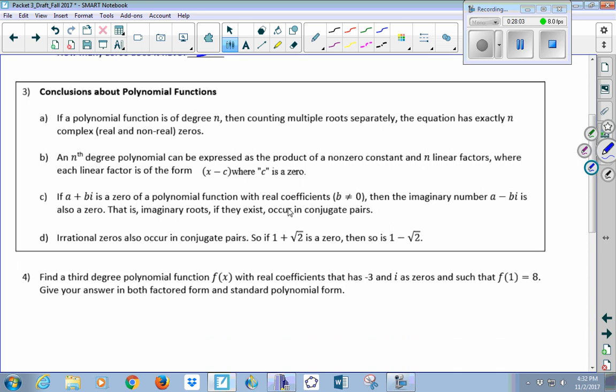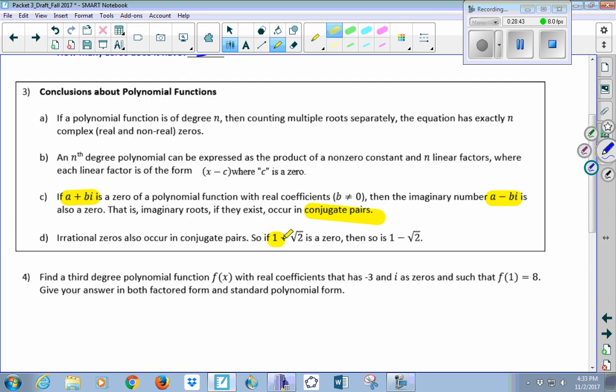Okay? So here's a nice thing to notice. If you have a zero of this form, it's a complex imaginary zero. If a plus bi is a zero of your function, where b is not equal to 0, then the imaginary number a minus bi, its conjugate, is also a zero. That is, imaginary roots, if they exist, always occur in conjugate pairs. Always. So irrational zeros also occur in conjugate pairs.